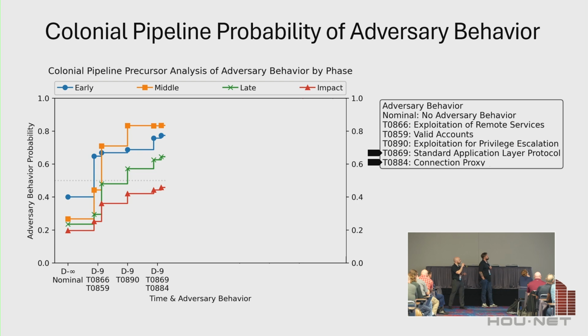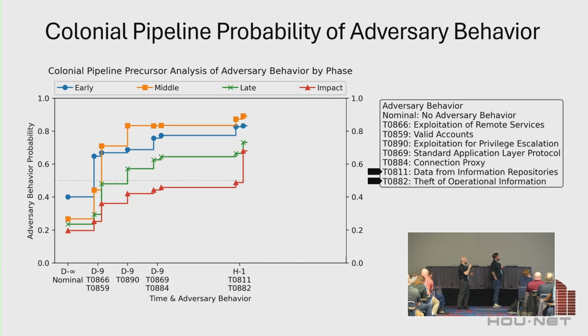And then we move on to standard application layer protocol and connection proxy, which are both command and control techniques. You can see we get an additional increase in early. Middle is almost reaching a little bit of a saturation point given the evidence that we have so far, but you'll see it continues to rise when other techniques are introduced. Then the adversary is dormant for a little while until about an hour before the triggering event, when we have data collected from information repositories, and finally our first impact technique, theft of operational information, which gives us that large spike in impact behavior.